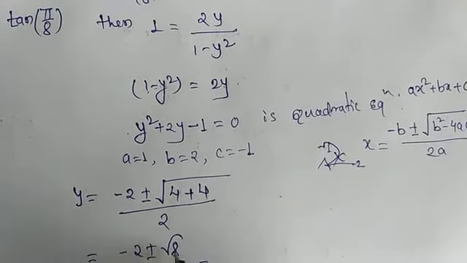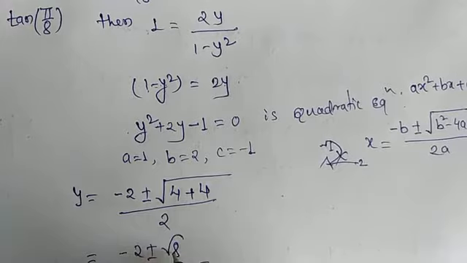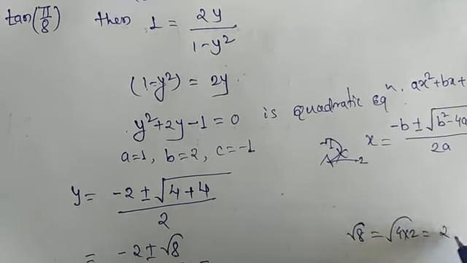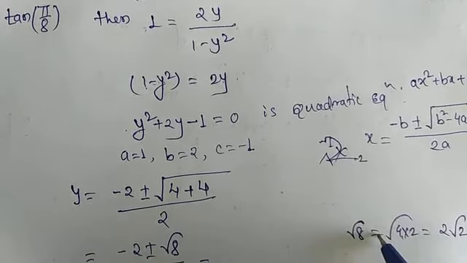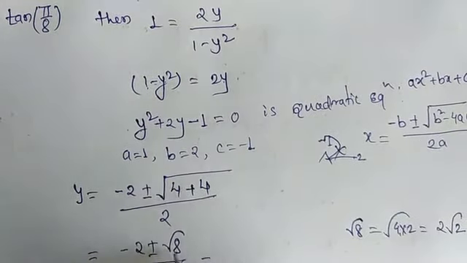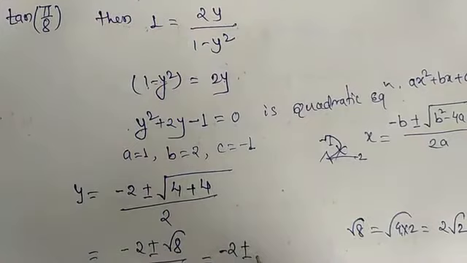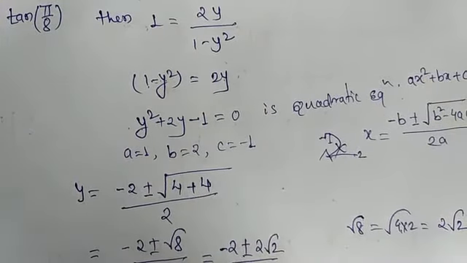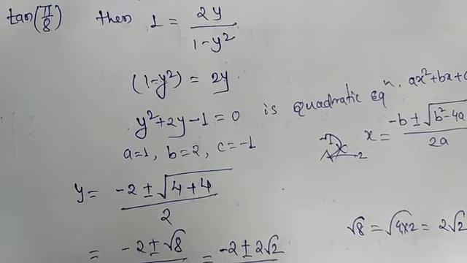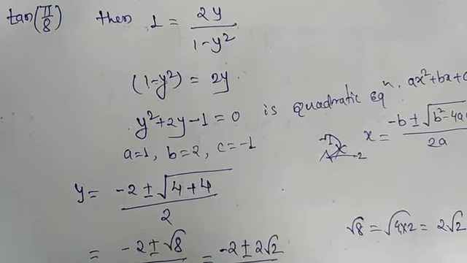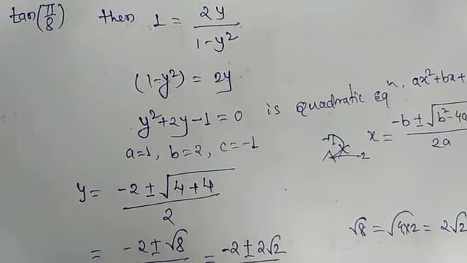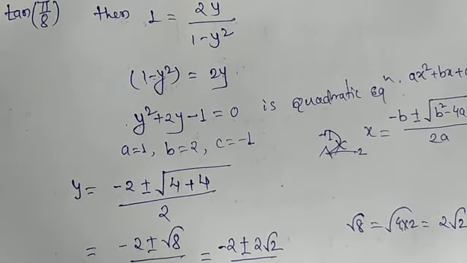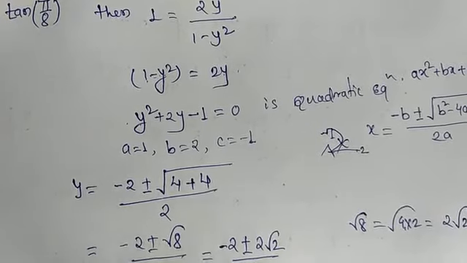Here 8 can be written as 4 into 2, so root 8 can be written as 2 root 2, because the square root of 4 is 2. So it will be minus 2 plus or minus 2 root 2 divided by 2, which is equal to 2 into bracket minus 1 plus or minus root 2, divided by 2. So 2 will get cancelled and y is equal to minus 1 plus or minus root 2.